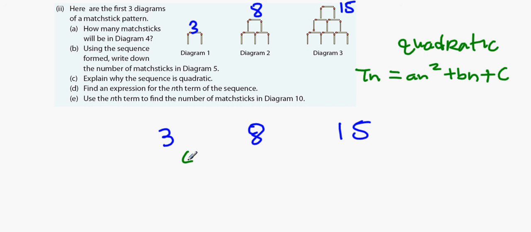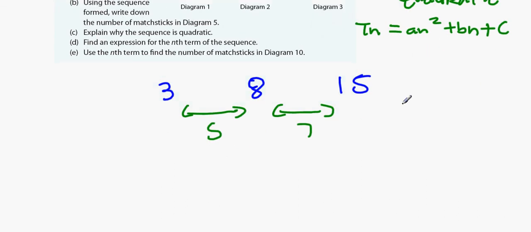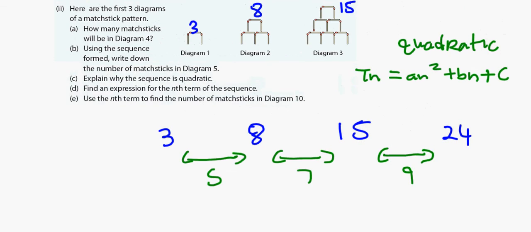So the first difference between the first two is going to be 5. The next one is going to be 7. Then for the second difference, we recognize that the next difference is going to be 9. It's going to go up by 9. So the fourth one is going to be 24. So diagram 4 is going to have 24 matches. Using the sequence form, write down the number of matchsticks in diagram 5. Diagram 5 is going to have a gap of 11, so that's going to move up to 35. So diagram 5 is going to be 35.